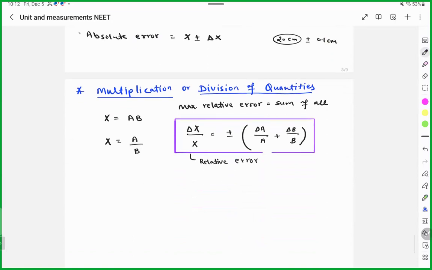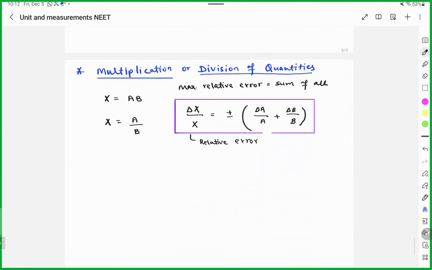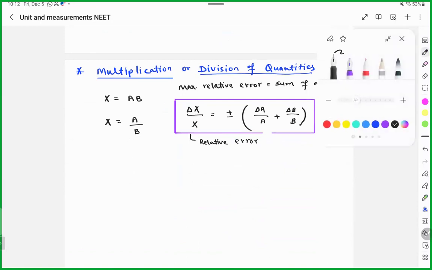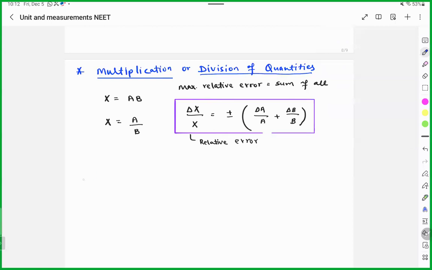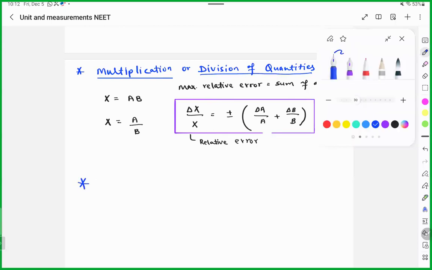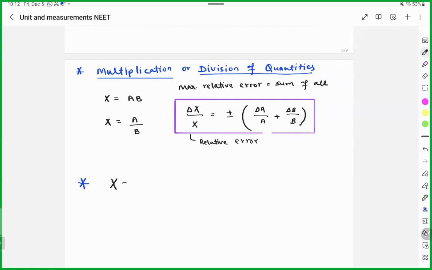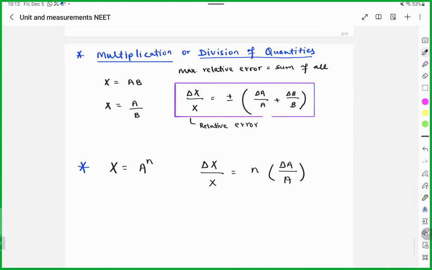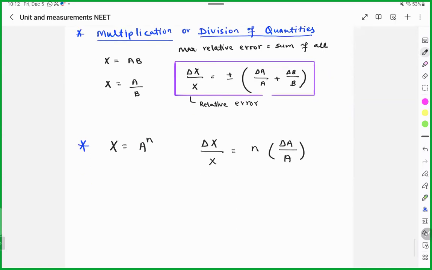No, sir. Good. Third and most important, most popularly asked in your questions, is if you have any power, for example x equals a raised to power n, any power, and now you calculate the fractional value, then your power will be multiplied. As simple as that. And you will do a lot of this in the questions. I'll show you questions.